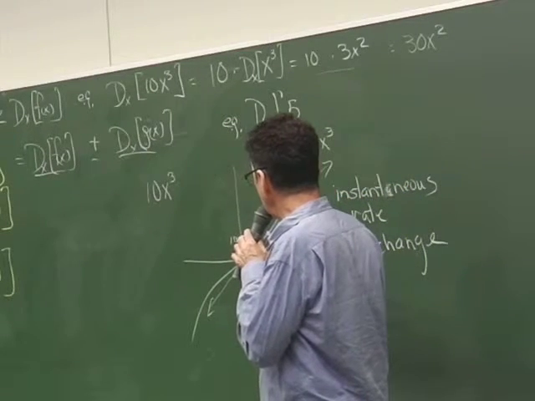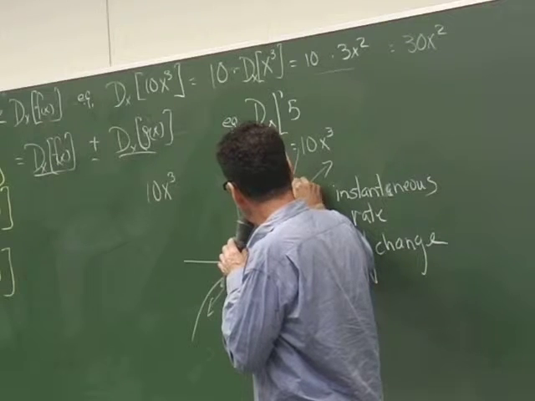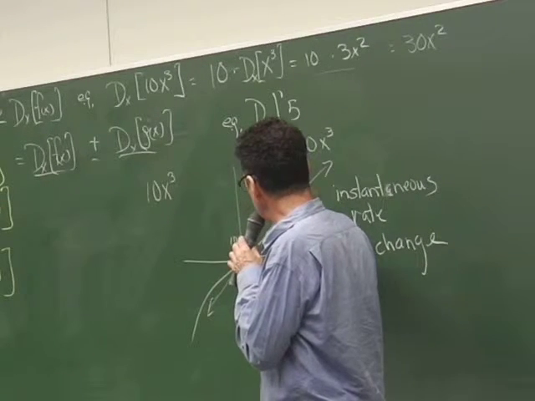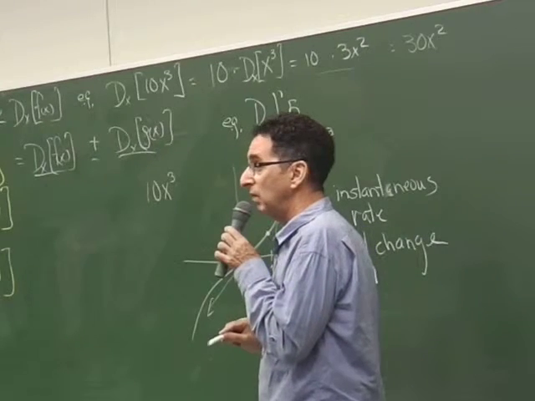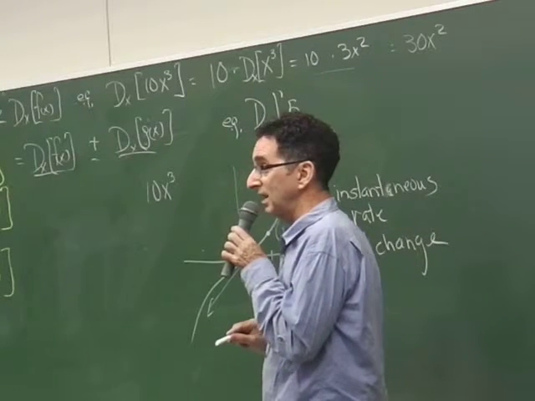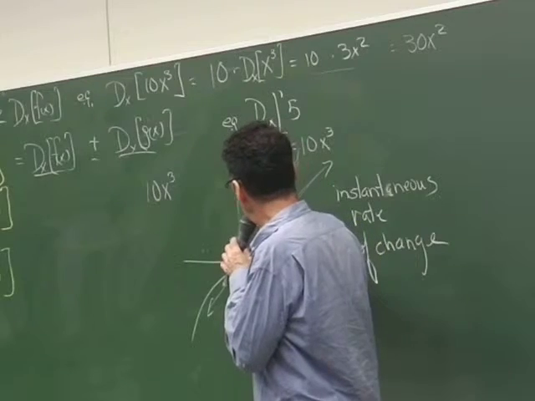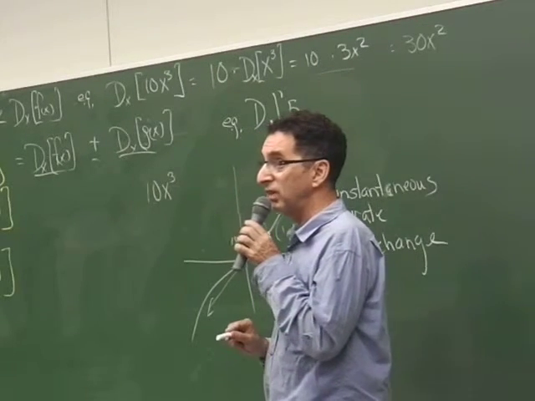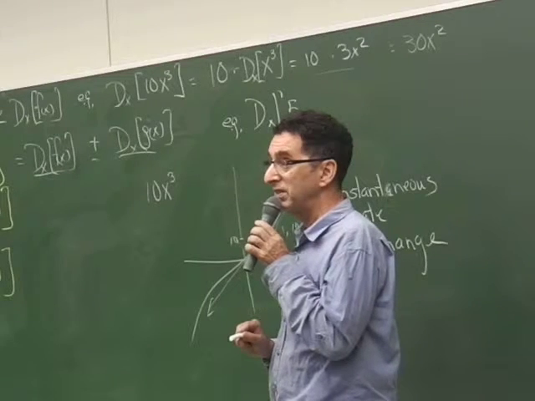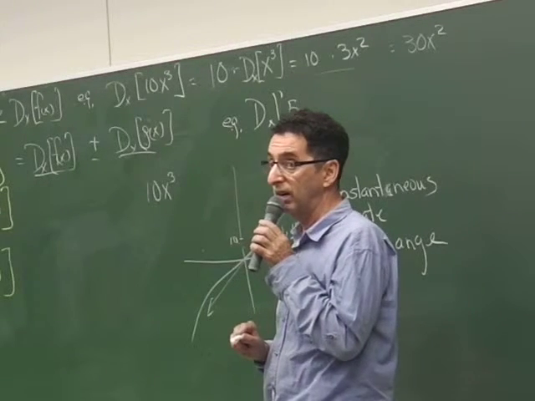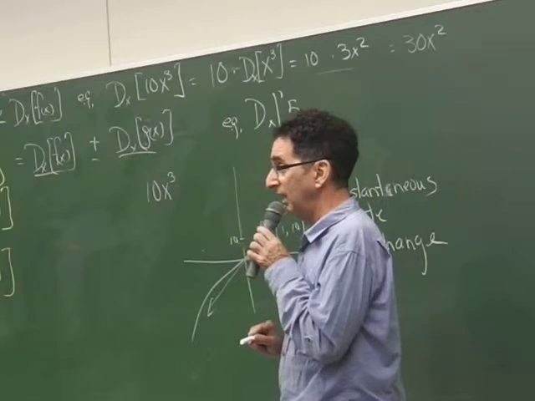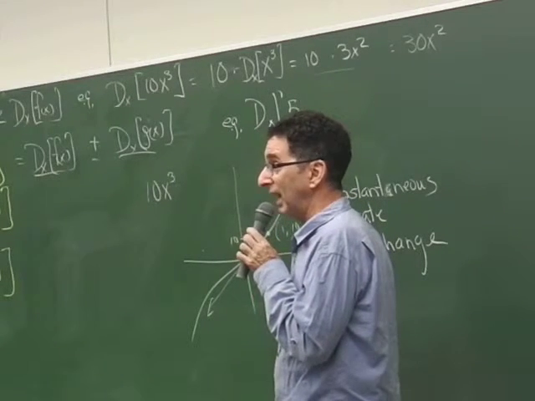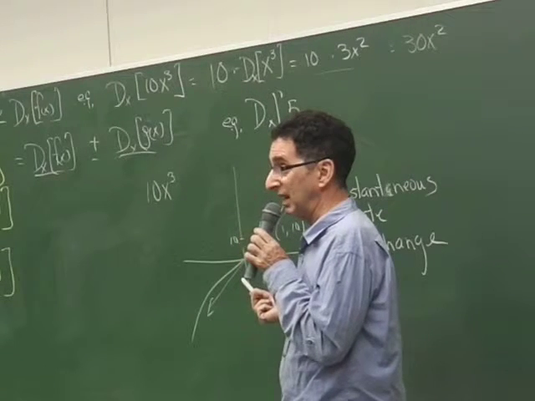Just before we check it though, which has a greater instantaneous rate of change? At this place or at this place? Which has a greater rate of change? At point A or point B? Where is it increasing more? At B, right? So the derivative is telling you about that. It's telling you how much it's increasing.